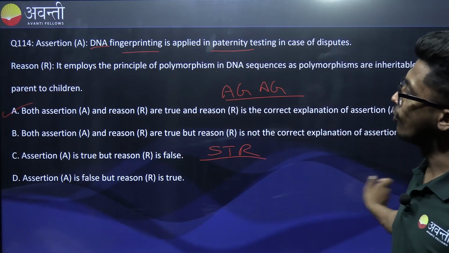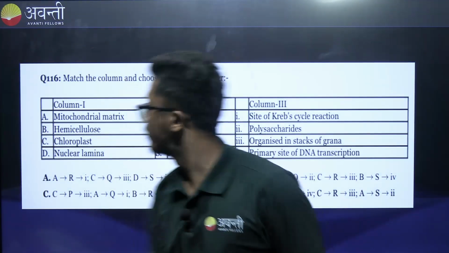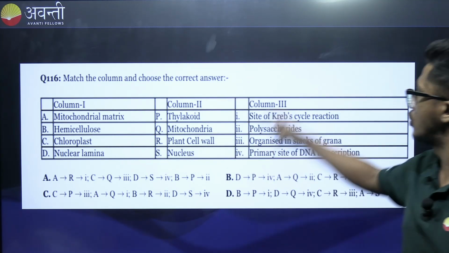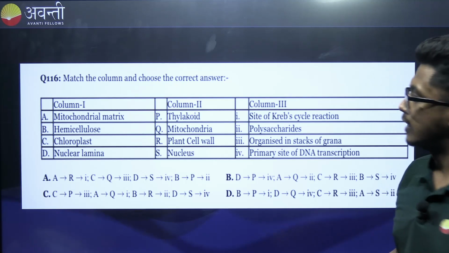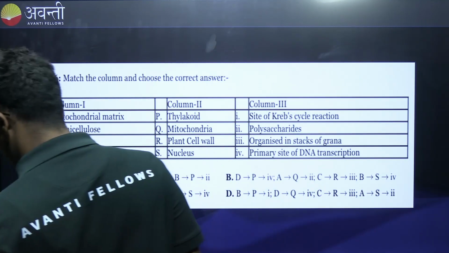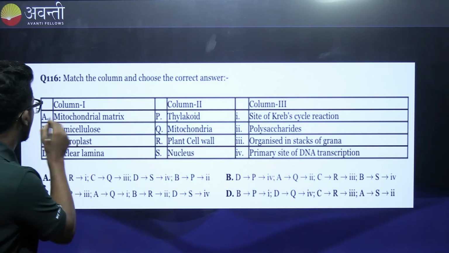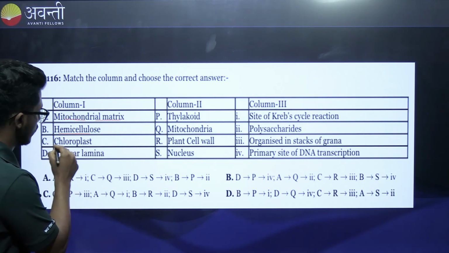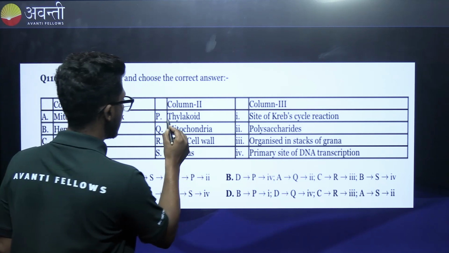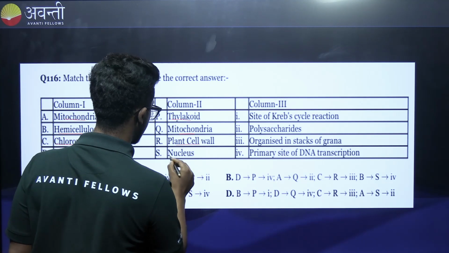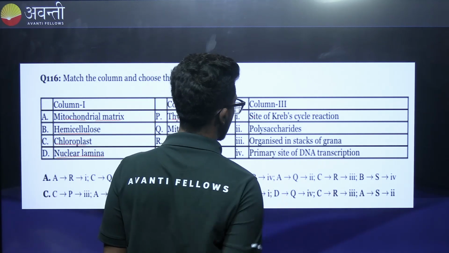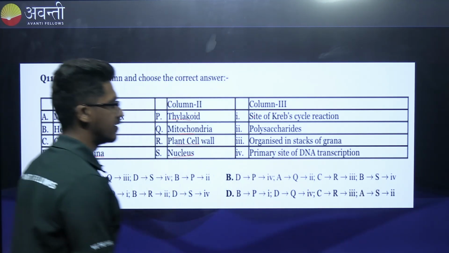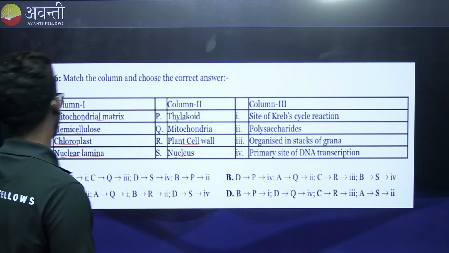Okay, let's go for the next question. Our next question says, match the following column with respect to the correct statement. We have column 1, column 2, column 3, and here are the given options. In column 1 we have mitochondrial matrix, hemicellulose, chloroplast and nuclear lamella. Then we have thylakoid, mitochondria, plant cell and nucleus. Here we have site of Krebs cycle reactions, polysaccharides, organized in stacks of grana, and primary site of DNA transcription. Let's look at it.